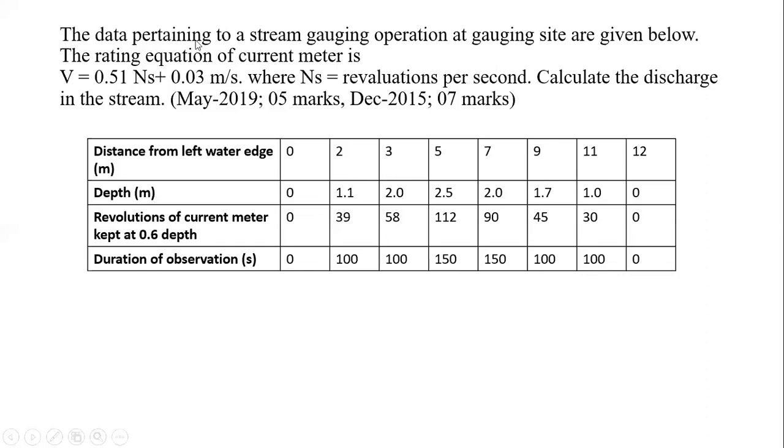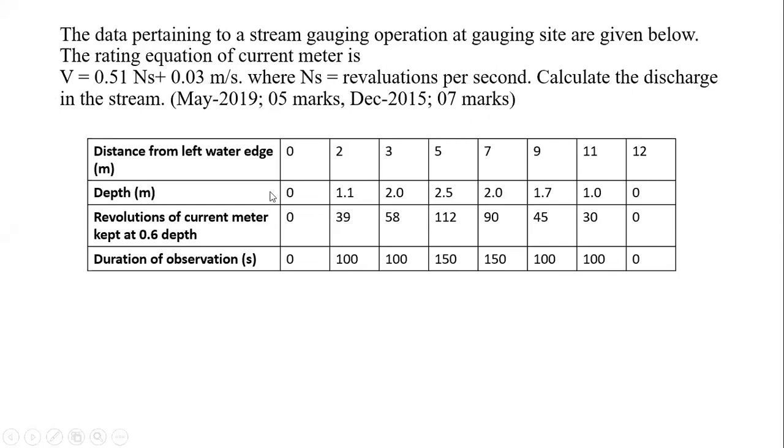The data pertaining to a stream gauging operation at a gauging site are given below. The rating equation of the current meter is v equals 0.51 times n suffix s plus 0.03 meter per second, where n suffix s is the revolutions per second. Calculate the discharge in the stream. It has been asked in May 19 for 5 marks and December 15 for 7 marks.